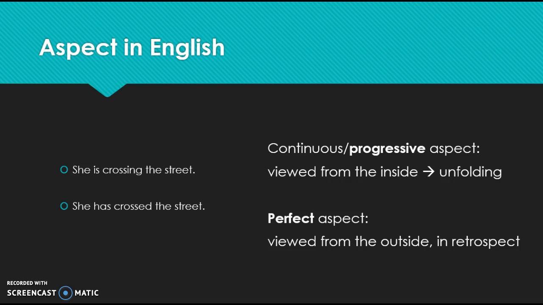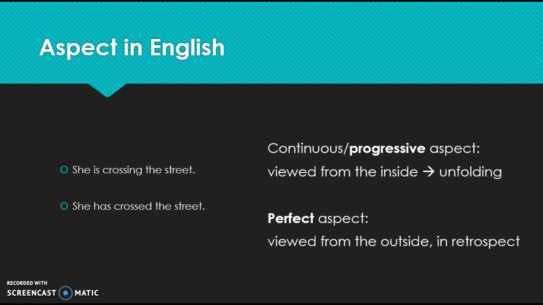Now, in contrast, perfect aspect kind of views the event from the outside, in retrospect. You could say she has crossed the street. If you picture that, that person must have already made it to the other curb. And again, you could put that in past tense. She had crossed the street when I ran into her, or something like that. Again, the crossing part is completed. It's done. The event of crossing has been finished.